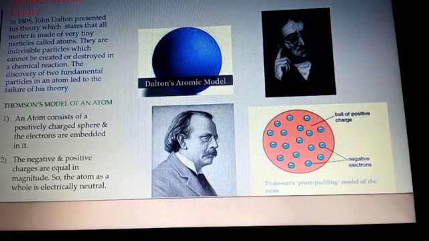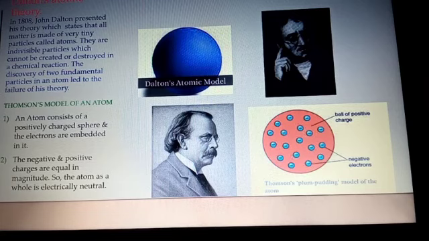So here the positive charge in the atom is spread all over, like the red edible part of the watermelon, while the electrons are studded in the positively charged sphere like seeds. Okay, so the electrons are present in the positively charged sphere like the seeds. So this is his plum pudding model.